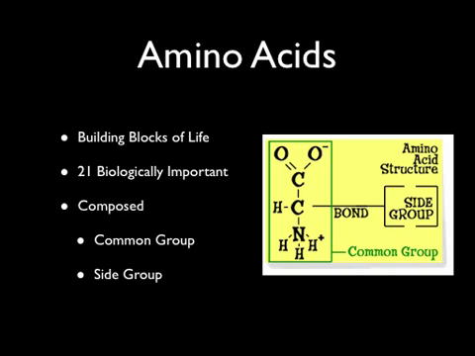Anyway, every single amino acid is composed of two important parts. The first part is the common group. That's the same for every single amino acid. What makes one amino acid different from another amino acid is the side group. That side group gives the amino acid its unique properties. It makes it polar, or maybe it makes it negatively charged or positively charged, or who knows what. Makes it bend to the right or bend to the left.